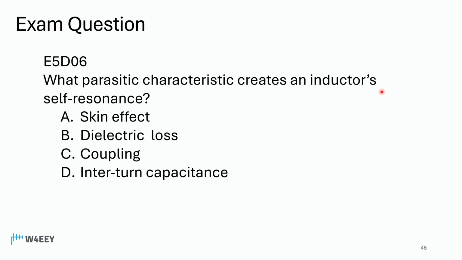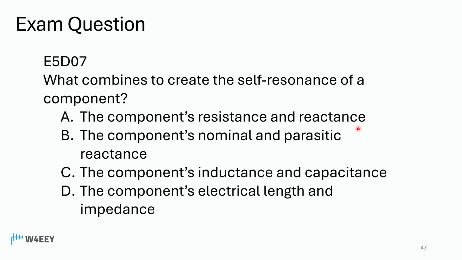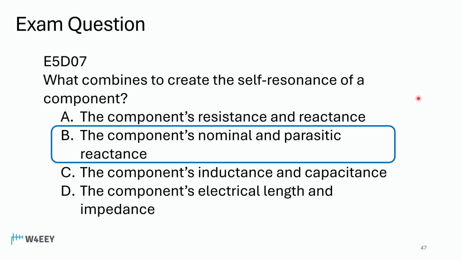What parasitic characteristic creates an inductor's self-resonance? Delta. Okay, it is D. For an inductor, the primary parasitic effect is interturn capacitance. What combines to create the self-resonance of a component? There's one answer that you're going to be real tempted to say that's wrong. Bravo. It is Bravo, right? The one that you might be tempted to say is the component's inductance and capacitance, because you have to have inductance and capacitance to have resonance.